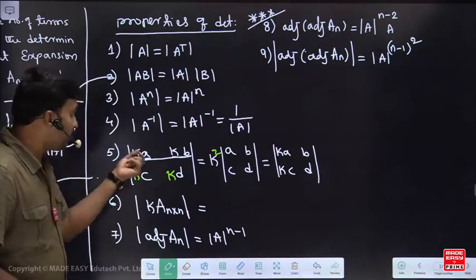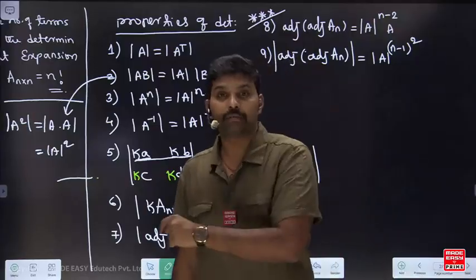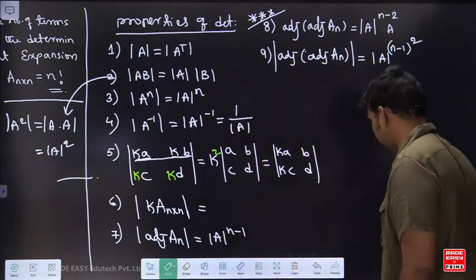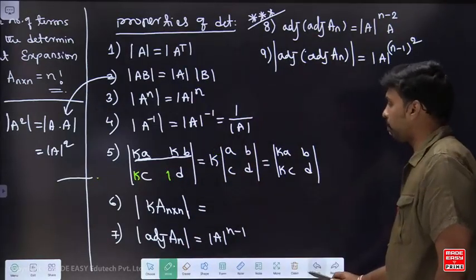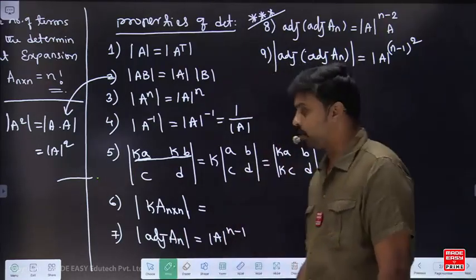So like this, from each row you can take a scalar common in the determinant. I think everybody knows this property, but I am telling you before that. Why? Because now you understand why I told that.